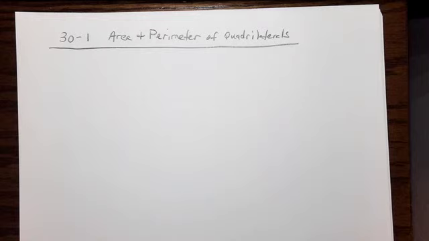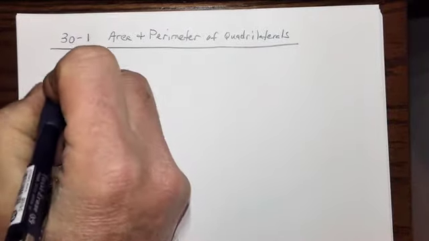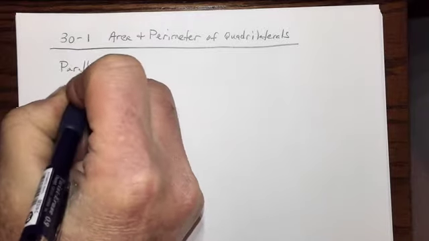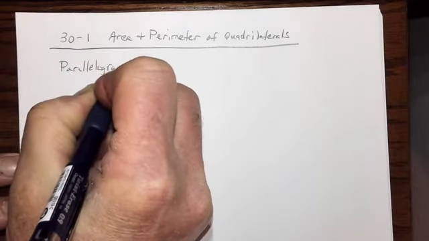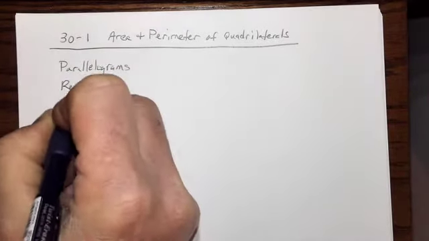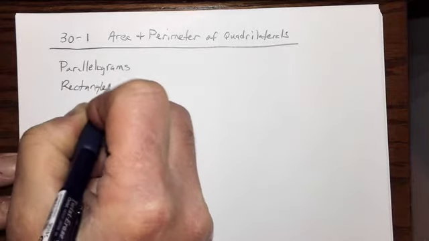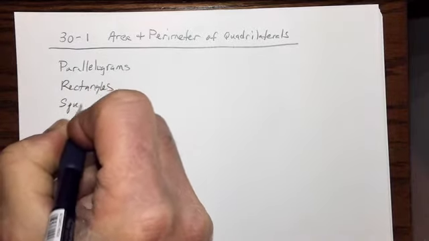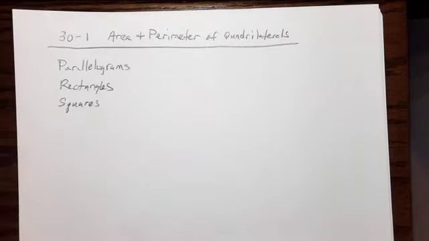We're going to look at the area and perimeter of quadrilaterals. We've talked about quadrilaterals before. There were parallelograms, rectangles, squares. Those are the ones we're going to talk about. We also talked about rhombus and trapezoids as well. But today these are the three we're going to look at.